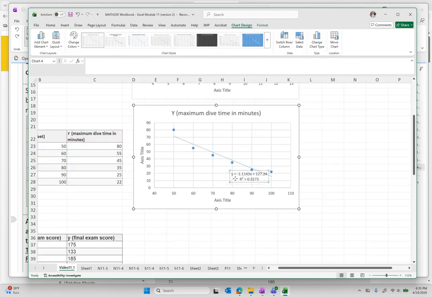I can move this text box a little bit further away so that I can read it better. It tells me that y is equal to negative 1.1143x plus 127.24. And for the R squared, we will use it later in this chapter.